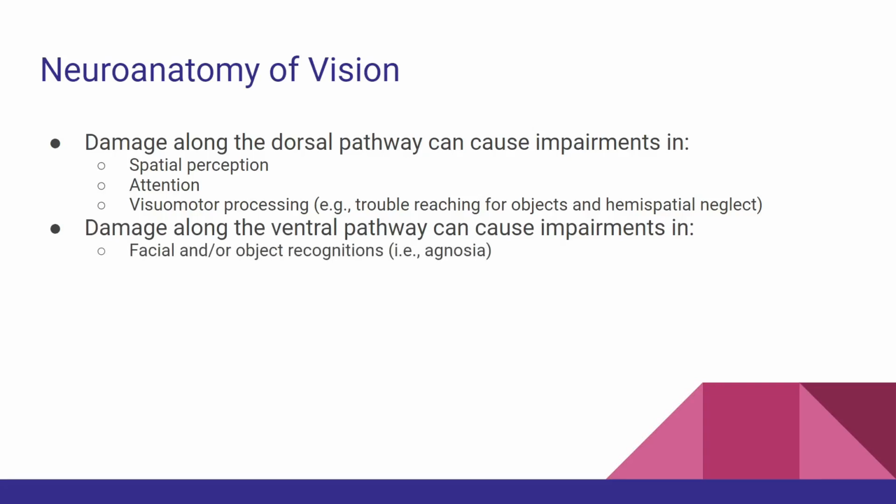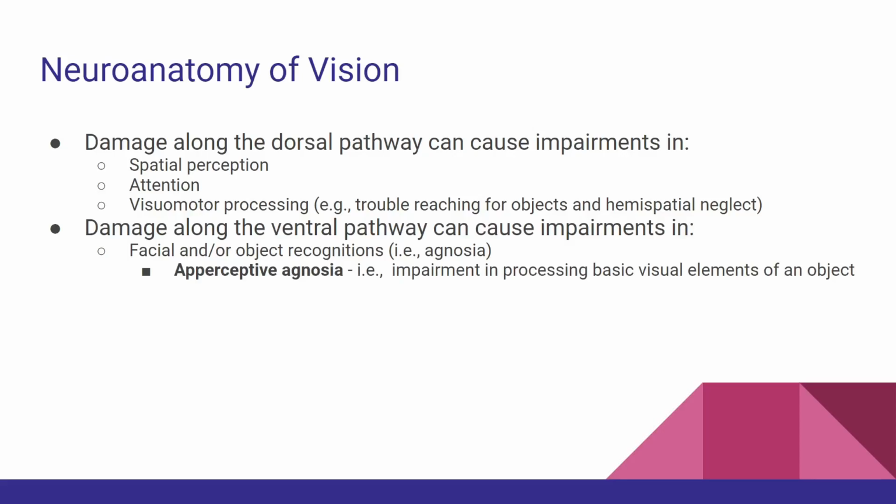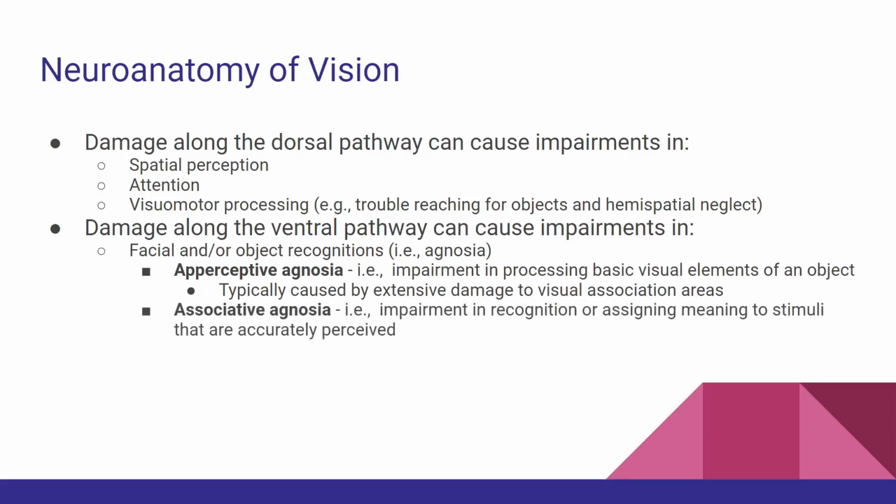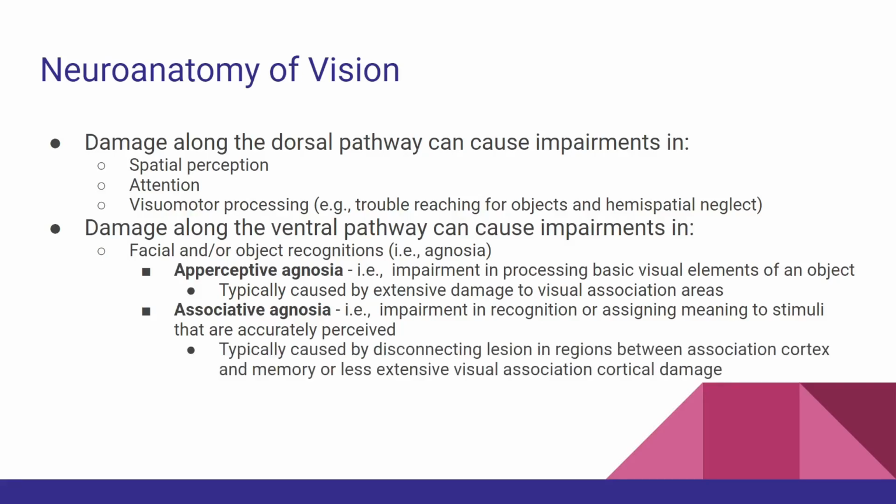Damage along the ventral pathway can cause impairments in things like facial and or object recognition, which is called agnosia. And there's different types of agnosia, such as apperceptive agnosia, which is impairment in processing basic visual elements of an object. And that's typically due to significant damage to the visual association areas. Or associative agnosia, which is impairment in recognition or assigning meaning to stimuli that are accurately perceived. And associative agnosia is caused by either disconnecting lesions that disconnect the association cortex from the memory systems, or can be caused by less extensive visual association cortical damage.